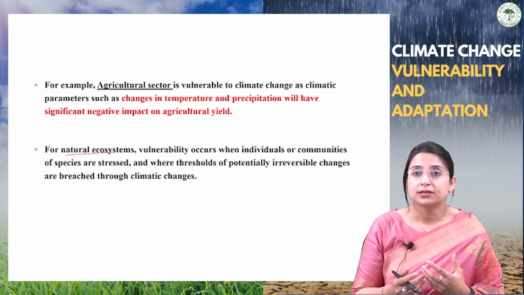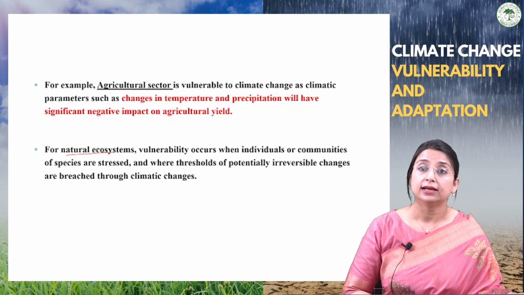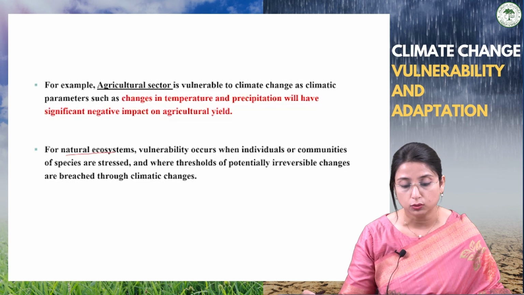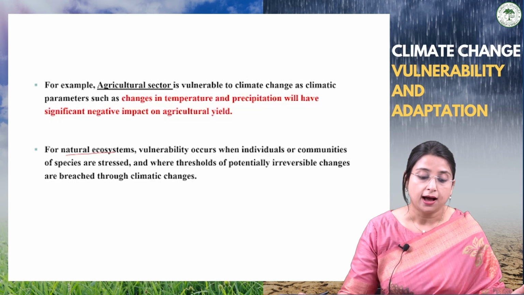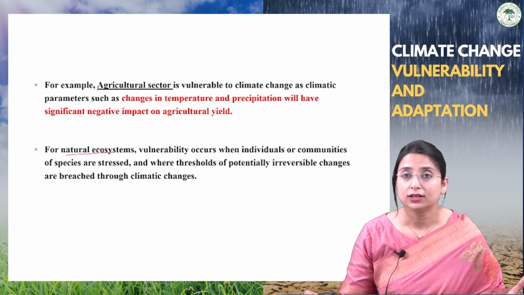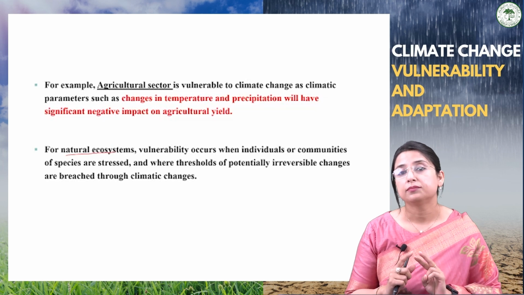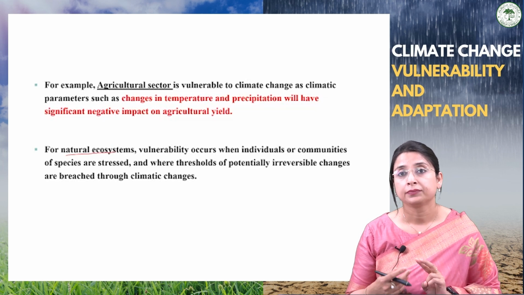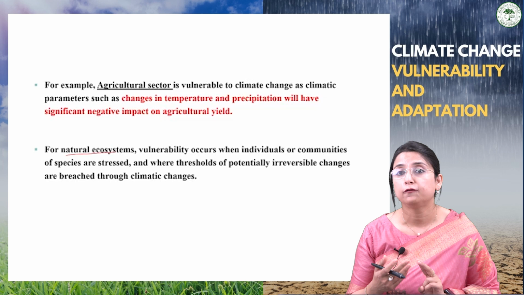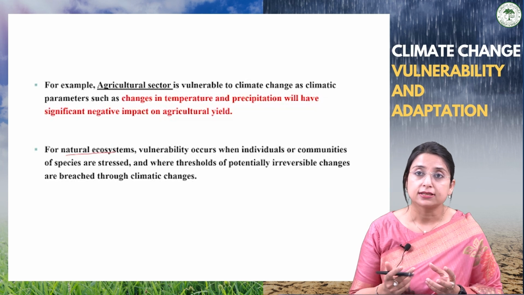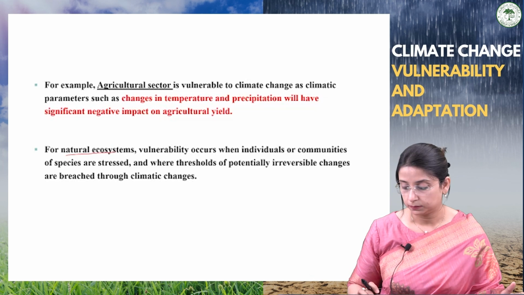So the natural ecosystem, or the communities or species which are already stressed, like the coral reefs due to acidification of the oceans, or generally where the threshold of potentiality is breached and irreversible changes occur through climatic change, are more vulnerable to climatic change. So two things you have to remember: sectors which are dependent upon the climate, for example agriculture, or even fisheries, and the communities or ecosystems which are already stressed, are more vulnerable to climate change.